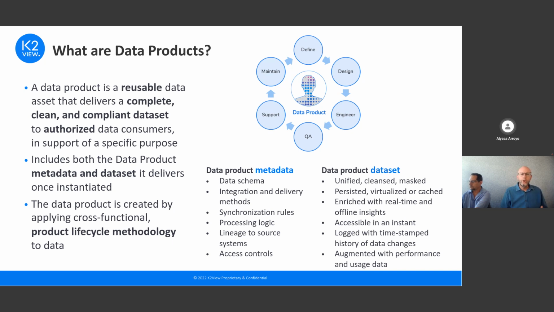It normally includes two types of data. It includes the metadata, which defines things around the data, like the data schema, the way that we integrate with different data sources, the synchronization rules with the data sources, data lineage, access controls, etc. And it includes, of course, the actual data, unified, clean, persisted, masked, that we want to deliver to the different business domains.